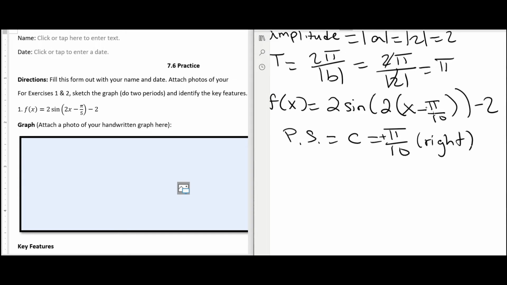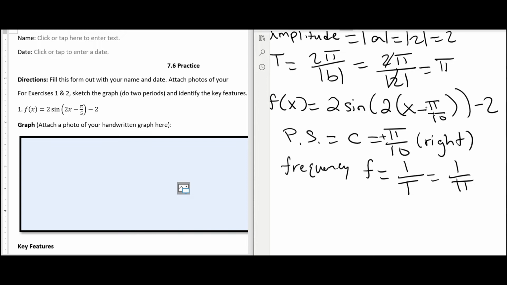Okay, so now the next thing we want to do is the frequency, the midline, all that stuff. So let's do the frequency first. That's given by f, okay? Not to be confused with the function f of x, okay? That's just the frequency. The frequency is 1 over the period. And the period in this case is pi, so it's going to be 1 over pi. All right, pretty easy to find.